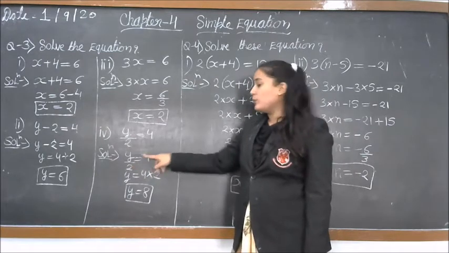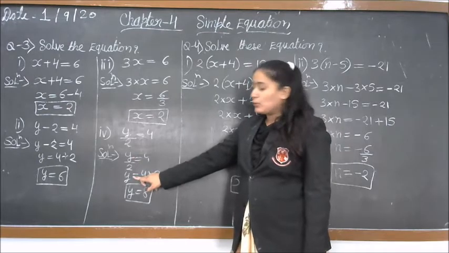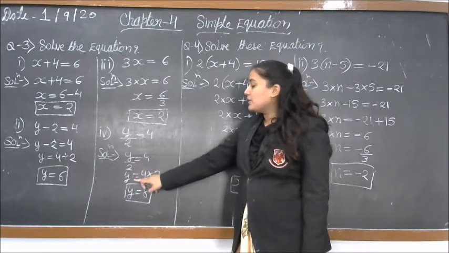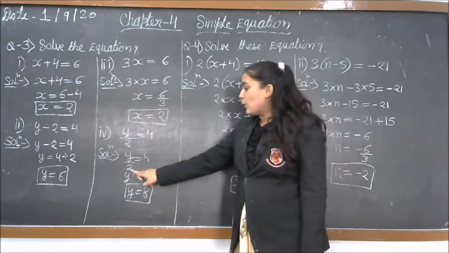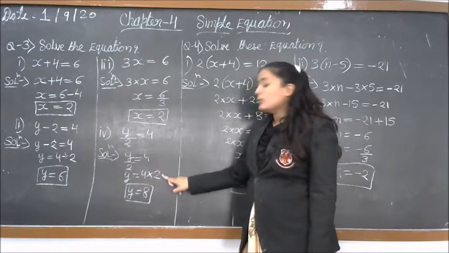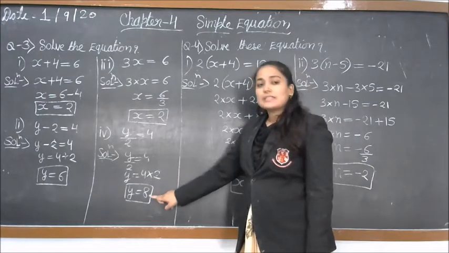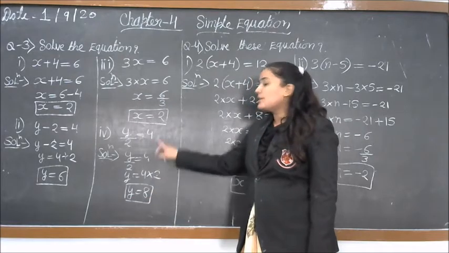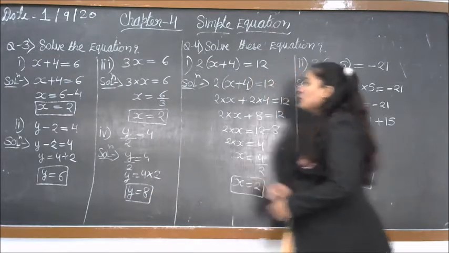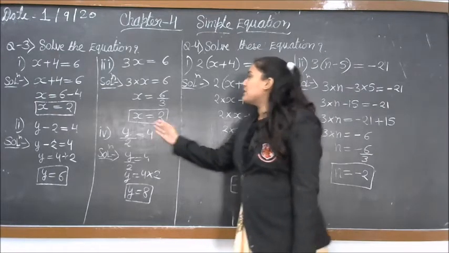Y upon 2 equal to 4 as it is. Y is the variable, no need to change its position, y is as it is, equal to 4 as it is. Now 2 is in division, so it becomes multiplication. 4 into 2 is 8. Then y equal to 8. This is the final answer of this equation. So these are simple equations, and we discussed how to solve them.